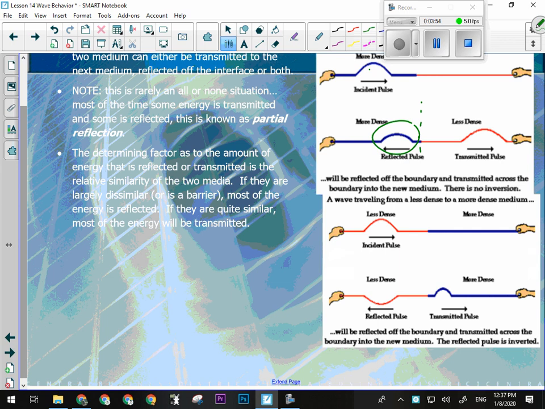All right. So just keep that in mind. It's just terminology. And if it's an inverted pulse, that means that it's opposite. So if the pulse coming in was a crest, the pulse coming out is a trough. It's inverted. Everyone all right with that terminology?